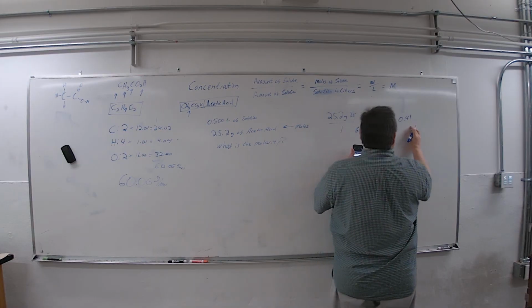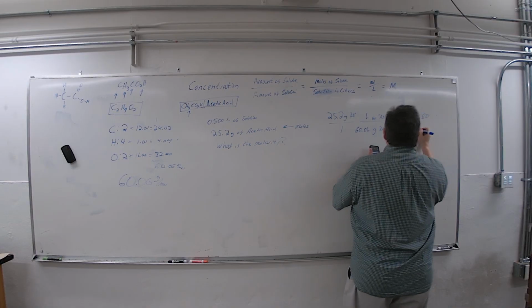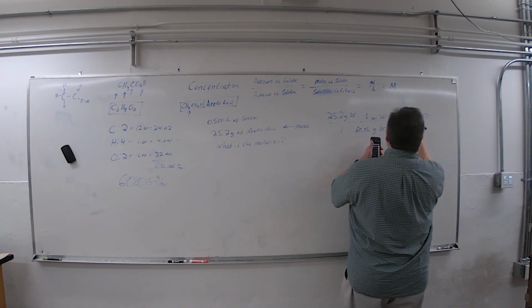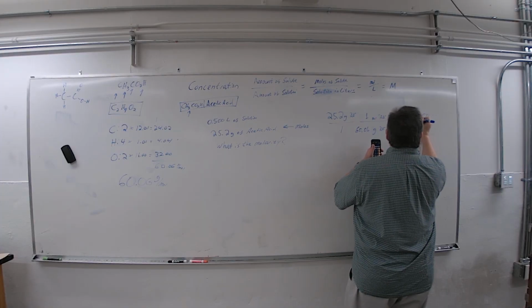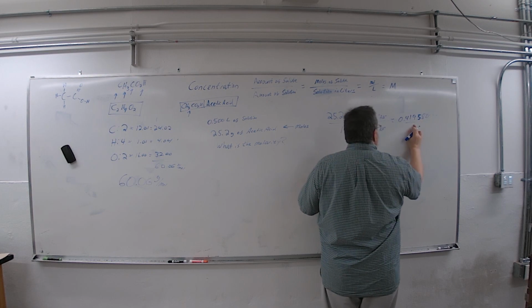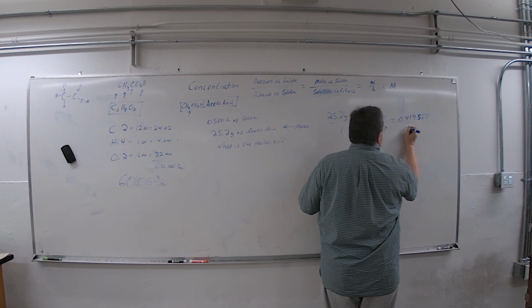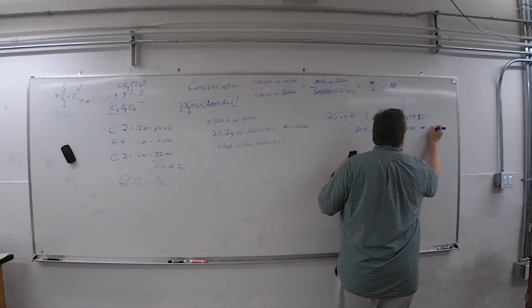My calculator says this: 0.419, and this is a 5. So the 5, there's my 3 significant figures. The 5 rounds to 9, but that means this 19 goes to 20. At least that's how I think about it. And we need that.